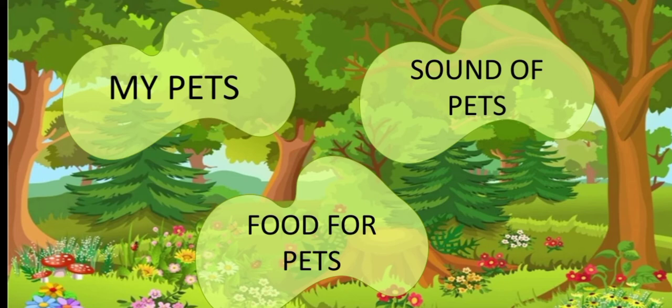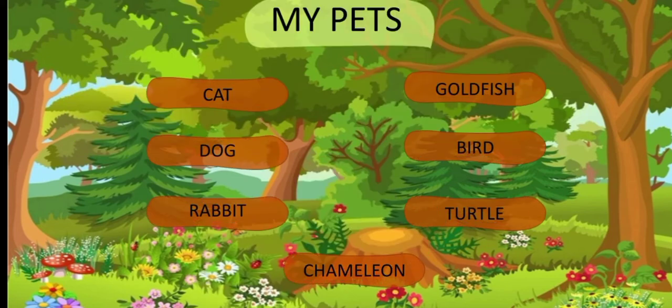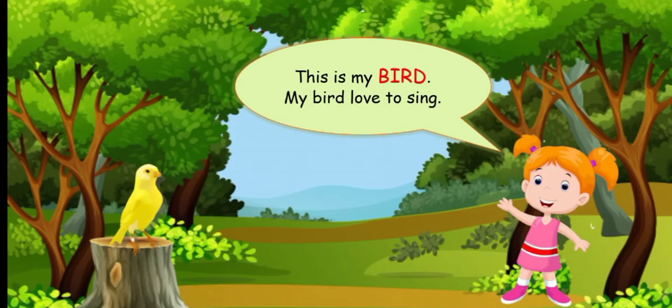So we choose the first part first. My pets. In My Pets, we can see there are so many kinds of pets we can choose. If the children love a bird, they can choose a bird. This is exactly what they can see if they choose a bird. This is my bird, love to sing. If they want to go back to the slide before this, they can just press the arrow button.